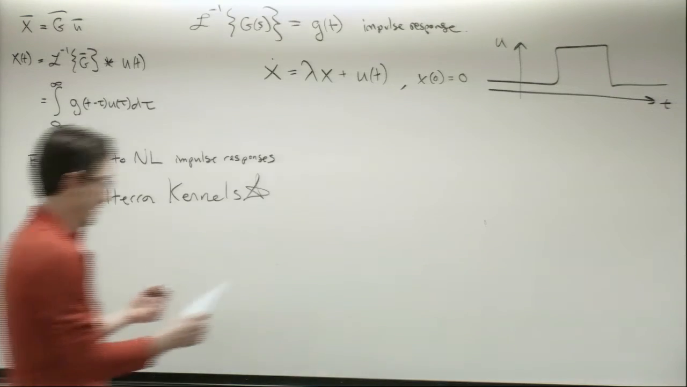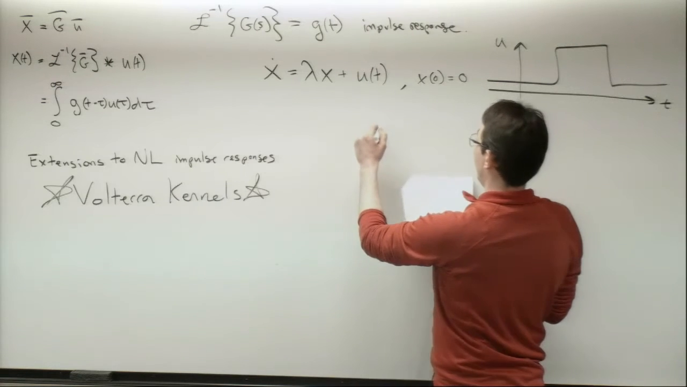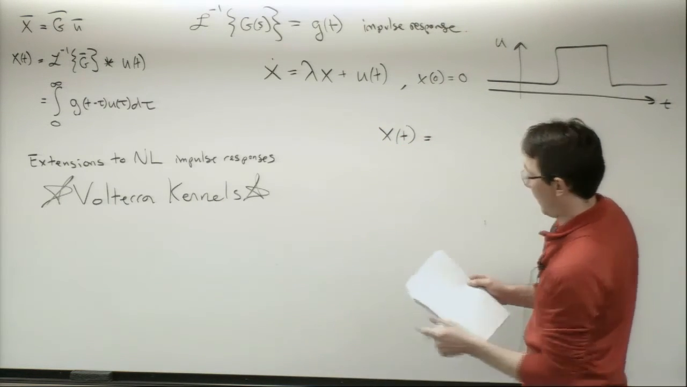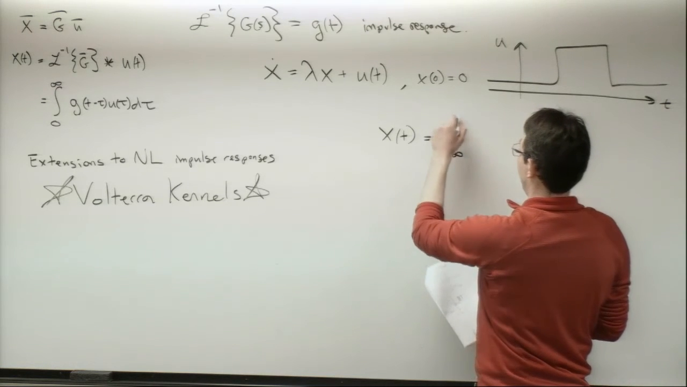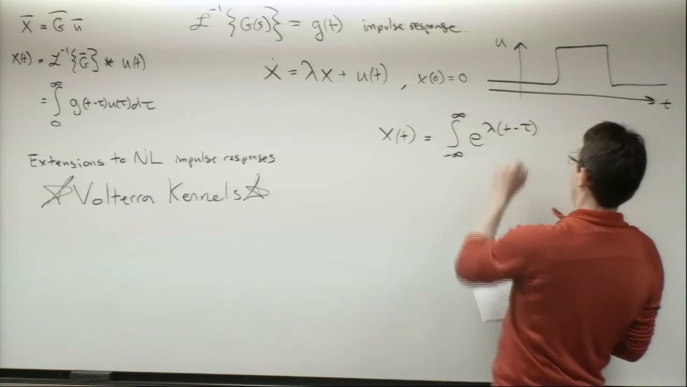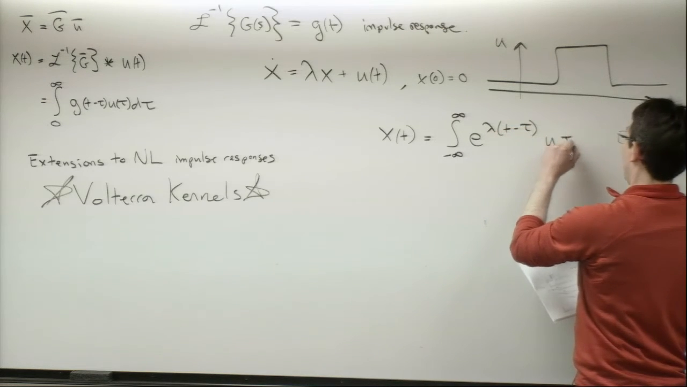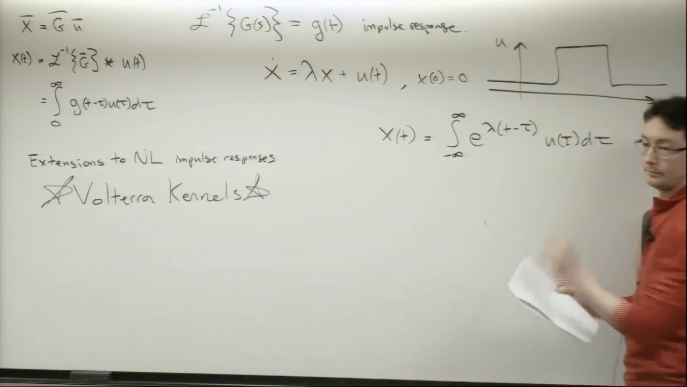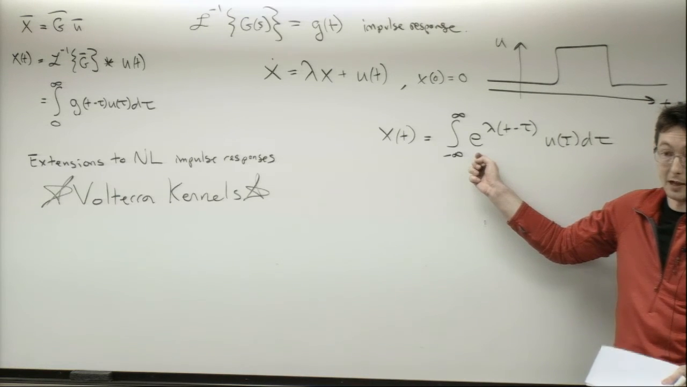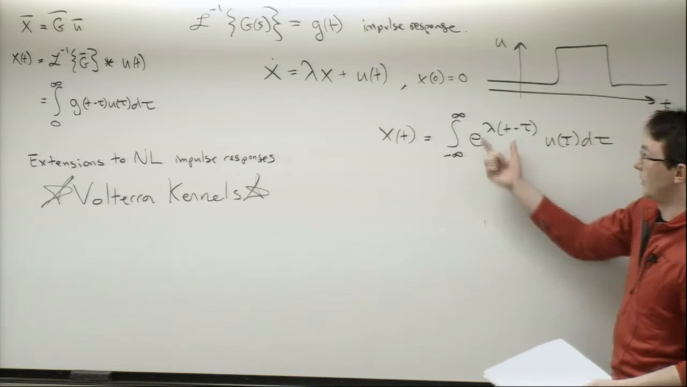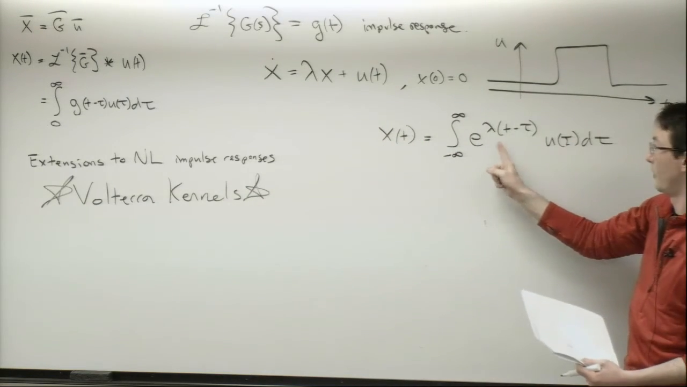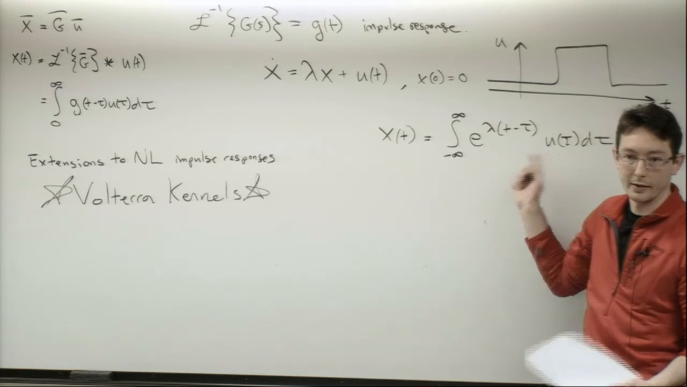Maybe I'll just write down the math here. So the solution of this is x of t equals the integral from minus infinity to infinity of e to the lambda (t minus tau), u of tau d tau. You could get this any number of ways. We derived this in 564 last quarter. Or you could take the Laplace transform, get the transfer function, inverse Laplace transform, and do the convolution by hand. That's the same thing.